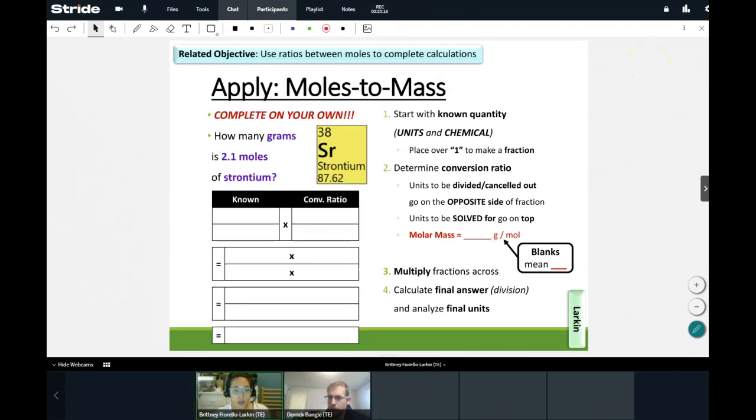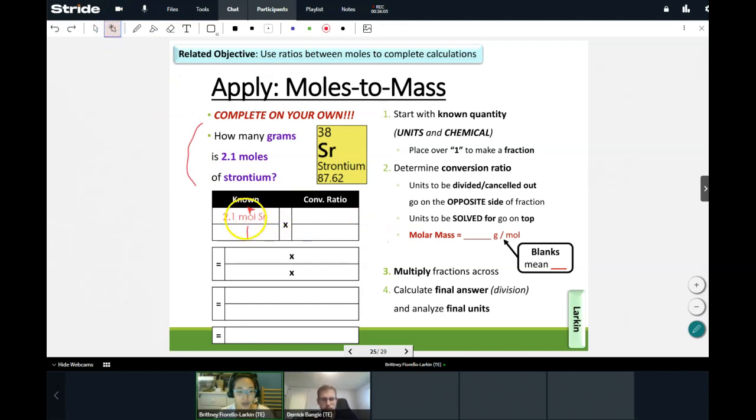All right, so this last one, we're going to go ahead and annotate, and then you need to finish it on your own. The question is, how many grams is 2.1 moles of strontium? Everybody in the chat, very quickly, tell me what is the number that I know, and include its units and its chemical. Excellent, we're starting off with 2.1 moles of strontium, Sr, putting it over 1 to turn it into a fraction to make our lives easier.